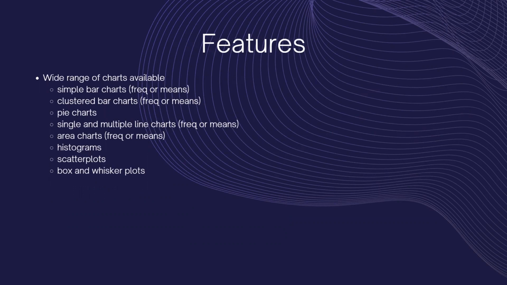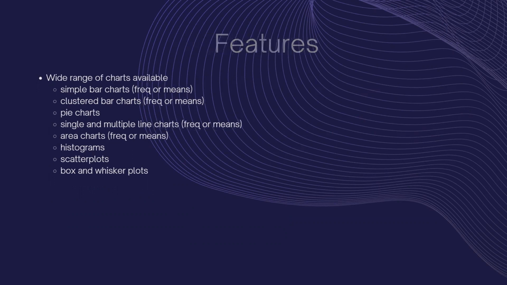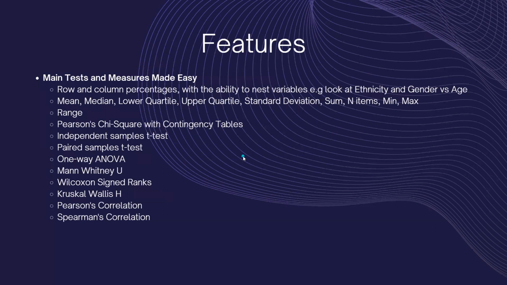It gives a wide range of charts available like simple bar chart, clustered bar chart, pie chart, single and multiple line chart, area chart, histogram, scatter plot, box plot, etc. And it also provides many main tests and measures made easy, like row and column percentage with the ability of nested variables, like ancestry and gender versus age, mean, median, lower quartile, upper quartile, standard deviation, min, max, range, and many more.